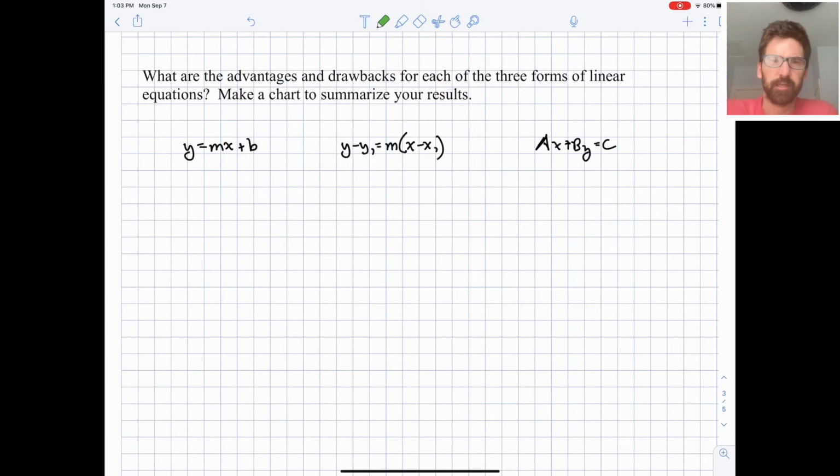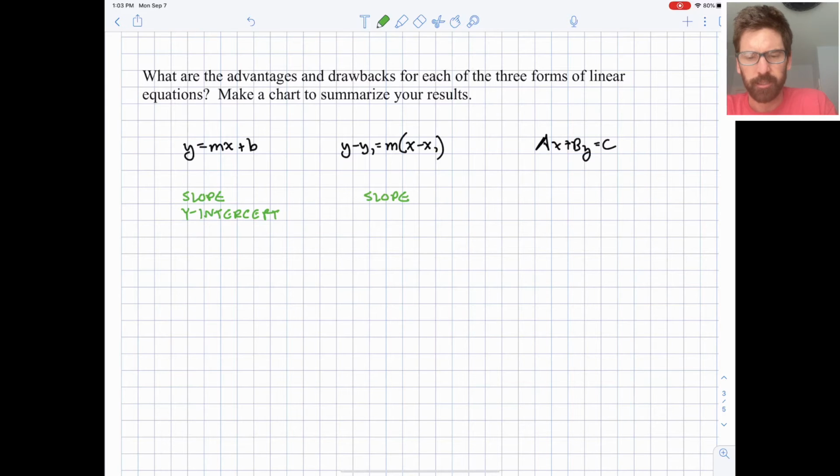I'll write those down in green, okay? And I'm going to shorthand things a little bit here. Try to verbally go through things, but shorthand things a little bit. So it's easy to find a slope and y-intercept. It's easy to find slope for the point slope form, but y-intercept and then both characteristics for standard form are not easy to find. So those are a couple pros for some of the forms that we have.